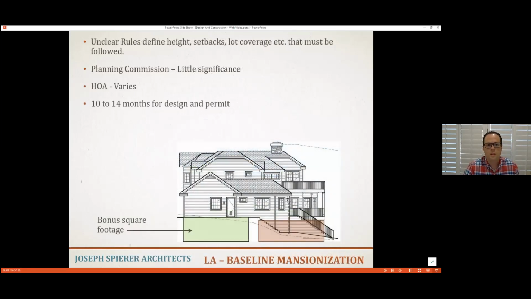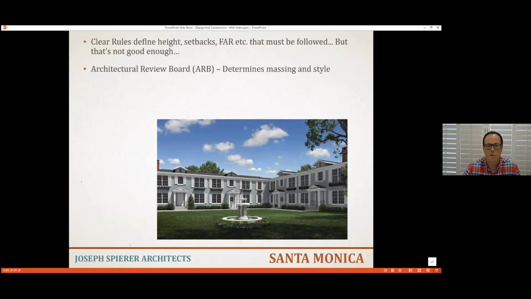And then as far as how long it takes to get a permit in LA, it's still 10 to 14 months for design and a permit, which is a long time, but LA takes a long time to permit things. And yes, that can be shorter. It can be 6 or 7 months, but you can't expect it. Depending on what you're doing, you kind of have to expect the long and then be pleasantly surprised when it's less. And then you have Santa Monica.